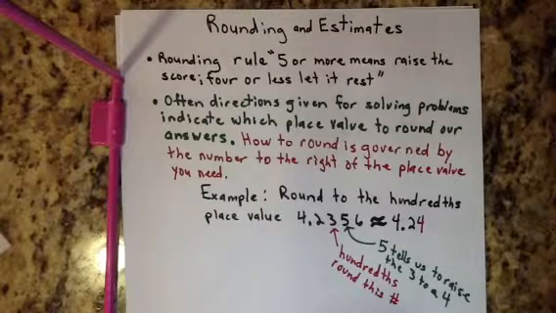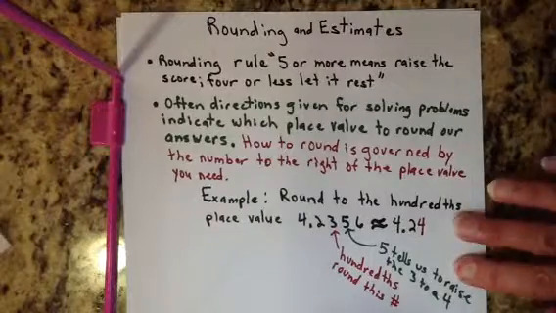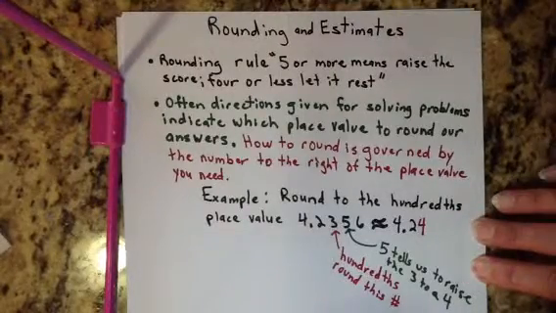All right, today I want to talk to you about rounding and making estimates. So let's get started. First of all, there's all kinds of rhymes to help you remember the rounding rule. One that I've heard is "5 or more, raise the score, 4 or less, let it rest." If that can help you to remember, then by all means memorize that.